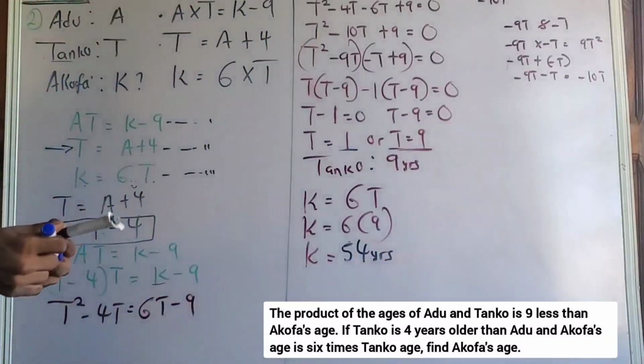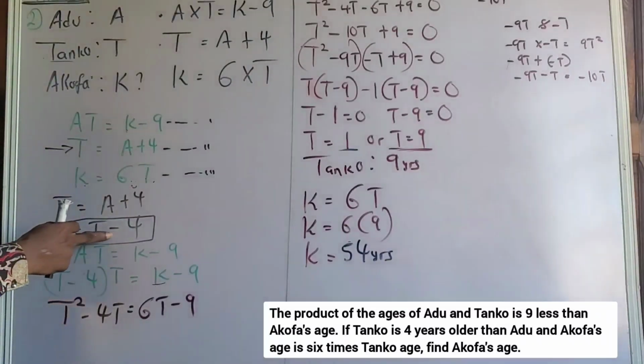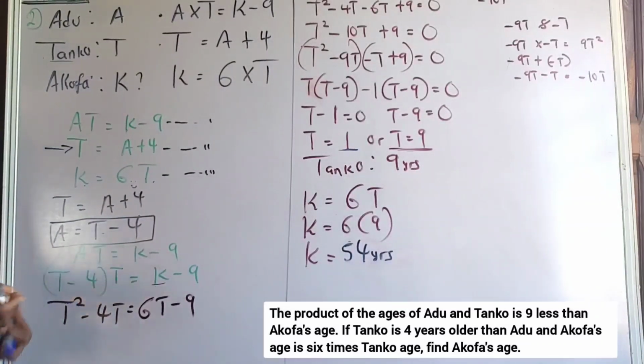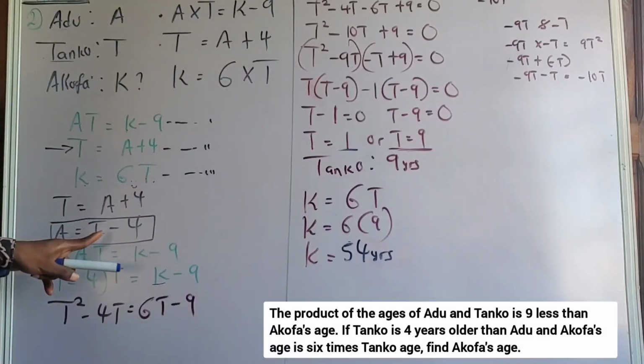Do you understand? And if you have to determine Adu's age as well, just substitute the value of t as 9 in this place. Okay, so that will give you the answer. I'm very sure you understand the question. To get Adu's age, what? 9 minus 4. 9 minus 4 will give us what? 5, right? So Adu's age is 5. That is if you are asked to get it. So we are done with that question. Let's proceed to the next question.